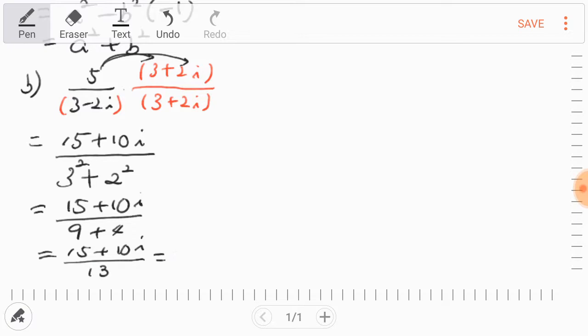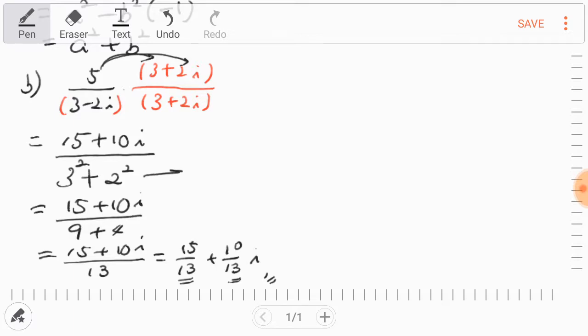Then separate the terms in the numerator. 15 over 13 plus 10 over 13 i. And each term is simplified already. So this is the standard form. Okay, how about this one?